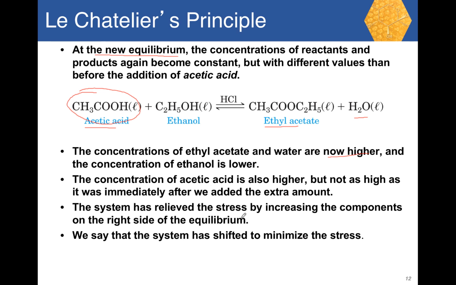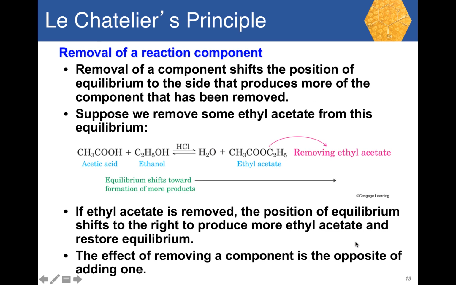So in other words, we say that we have brought about a stress on the equilibrium by adding more of one reactant here, acetic acid, and the equilibrium has shifted to accommodate or minimize the stress. The stress here is an increase in concentration of reactant. Let us look at the opposite.